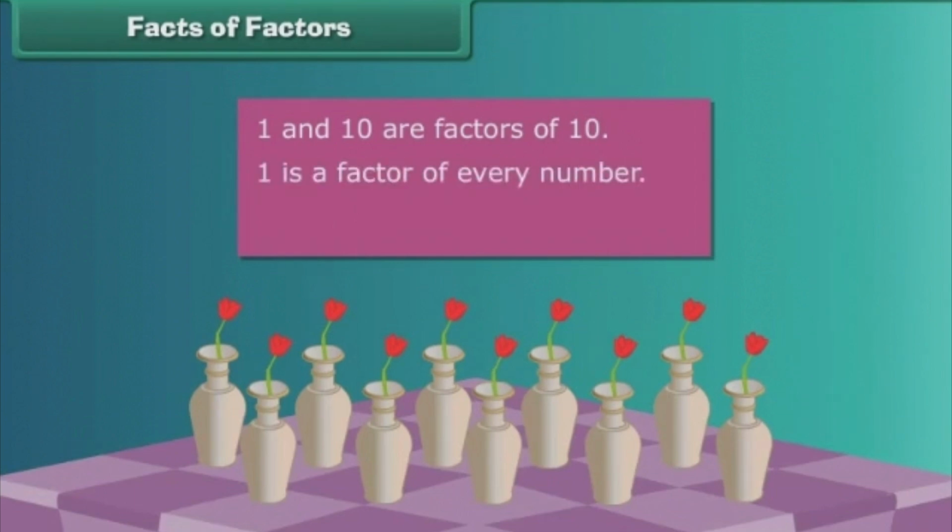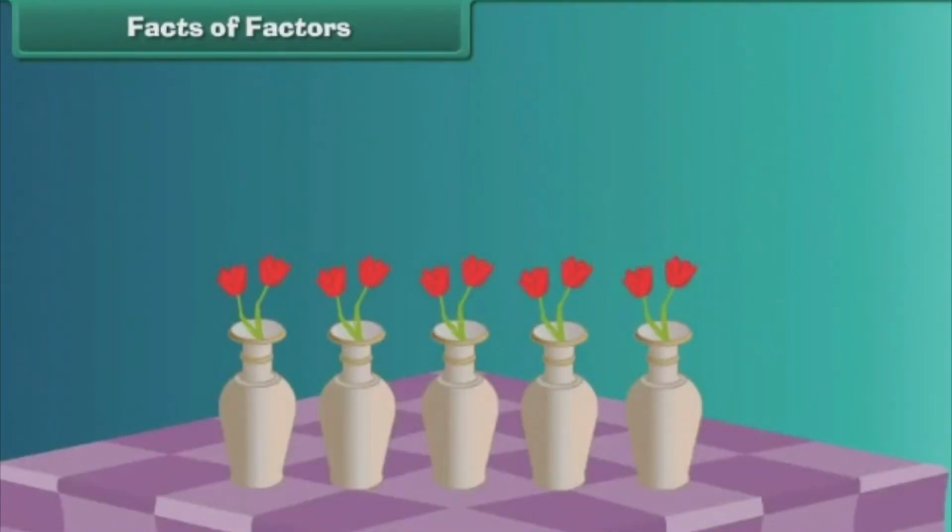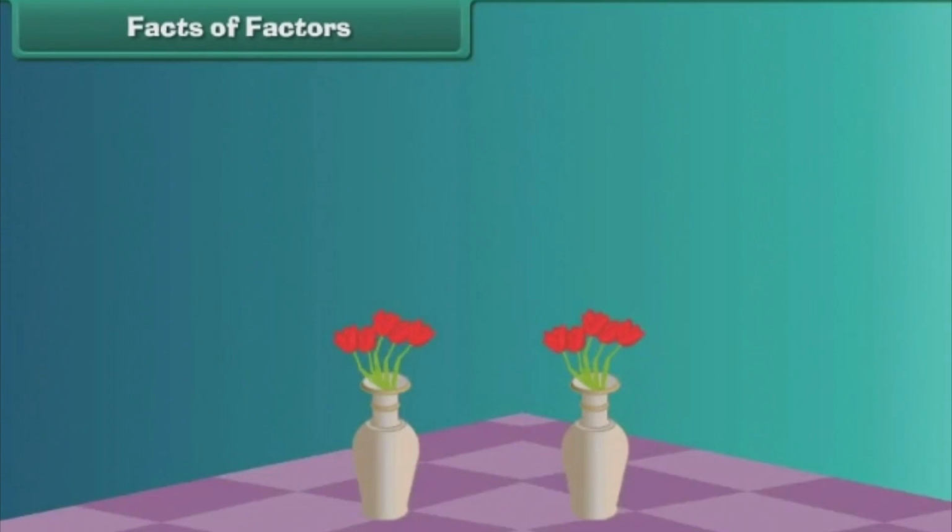1 is a factor of every number. Every number is a factor of itself. Prerna's mother tries out another arrangement. She places the roses 2 each in 5 vases. We can express this arrangement as 2 multiplied by 5 is equal to 10. Prerna's mother tries out one more arrangement. She places 5 roses each in 2 vases. We can express this arrangement as 5 multiplied by 2 is equal to 10.